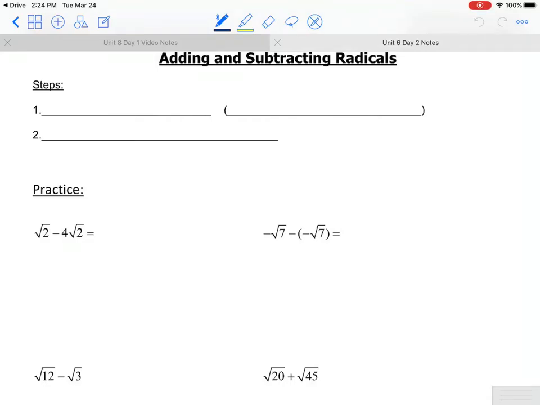Hey guys, we're going to look at the next topic with our radicals unit, and it's going to be adding and subtracting. So last class we focused on simplifying a radical. Today we're going to learn the adding and subtracting piece.